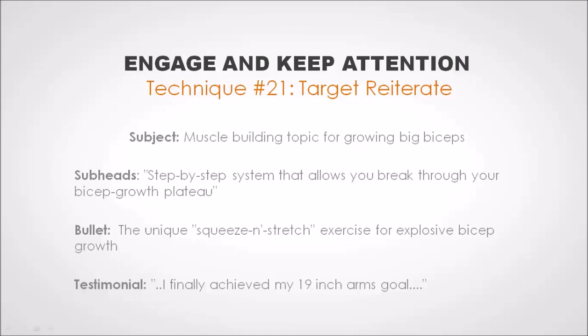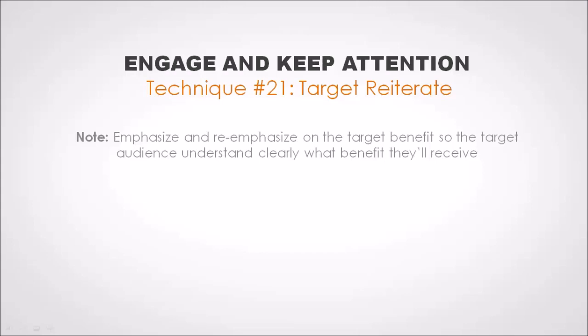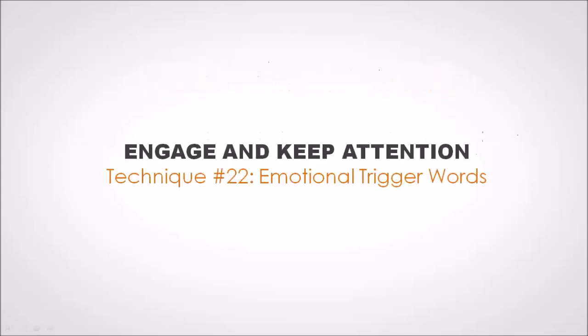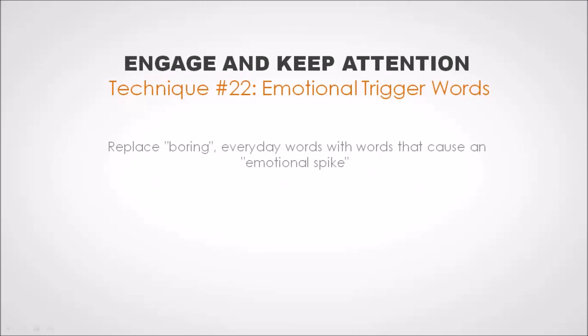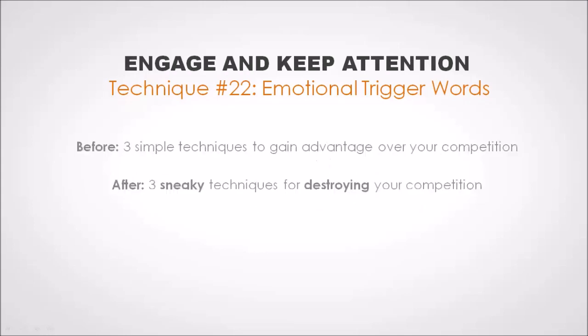Someone who's looking to grow big biceps is going to read through this and understand clearly that this piece of content is going to help them achieve big biceps. Bottom line, you want to emphasize and then re-emphasize the target benefit so your target audience understands clearly what they're going to get. Technique 22, emotional trigger words. You want to replace boring everyday words with words that cause an emotional spike. Let's look at some before and afters.